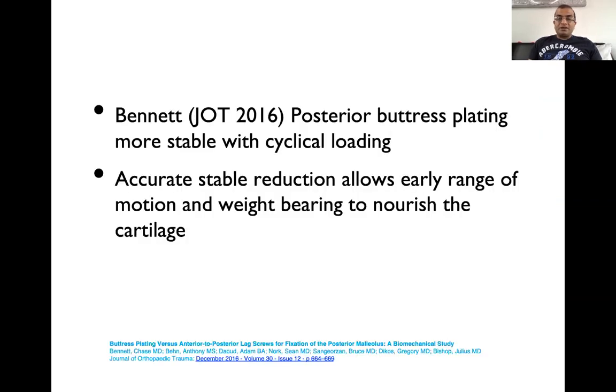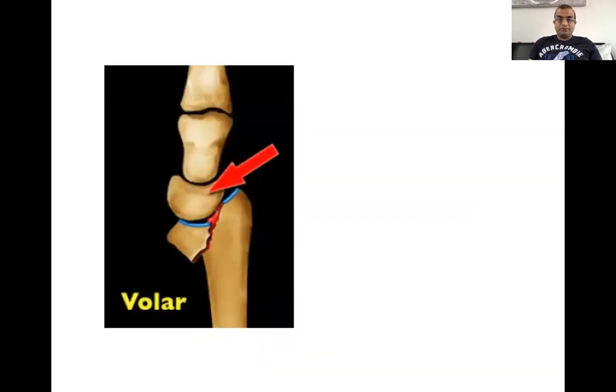Now, there is a cadaveric study by Bennett et al. in which they stabilized the posterior malleolus with anteroposterior screws and posterior buttress plates, and they found that the posterior buttress plates were much more stable in cyclical loading. The clinical correlation for this would be that posterior buttress plating offers accurate, stable reduction, allowing early range of movement and earlier weight bearing, and hence improves the healing of the cartilage injury.